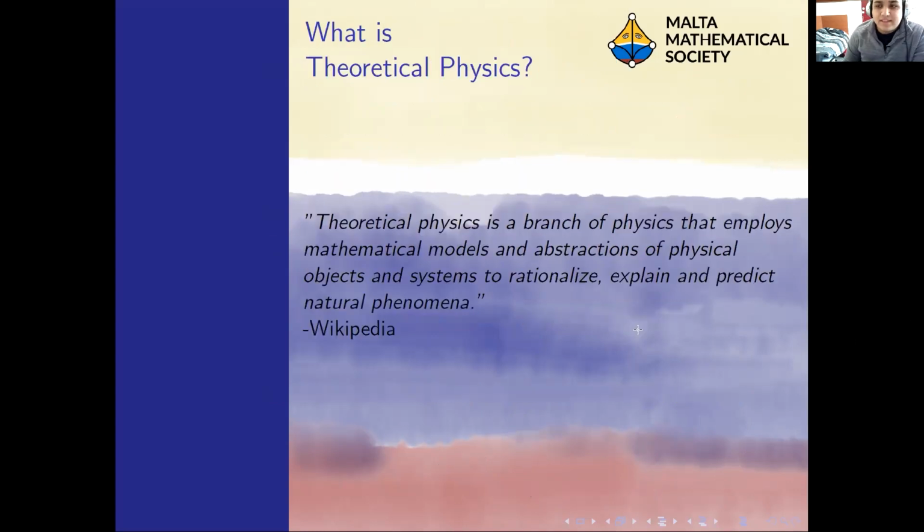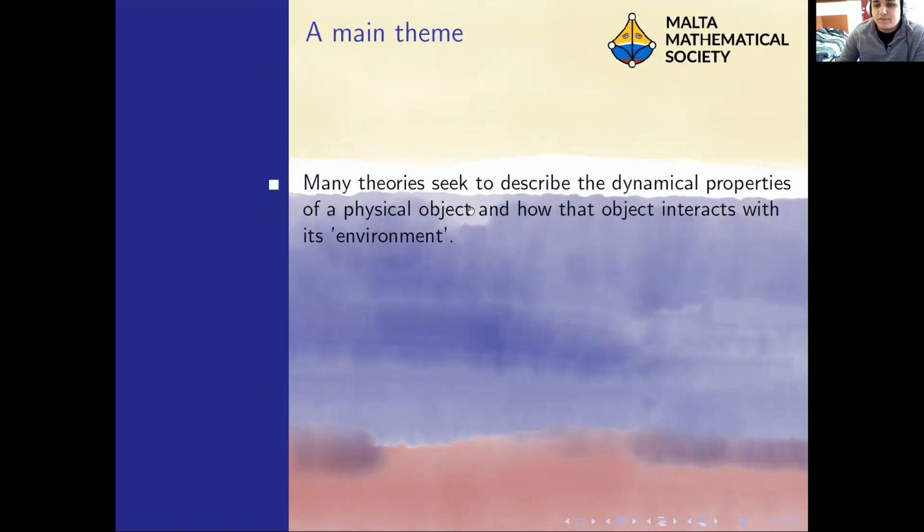So at the end of the day, this is a talk about physics, right? So what exactly is theoretical physics? Well, the nice quote from Wikipedia tells us that it's the branch of physics that employs mathematical models and abstractions of physical objects and systems to rationalize, explain, and predict natural phenomena. So basically, we want to write equations that describe the universe, right? We've got a couple of different ideas of how we would do this mathematically.